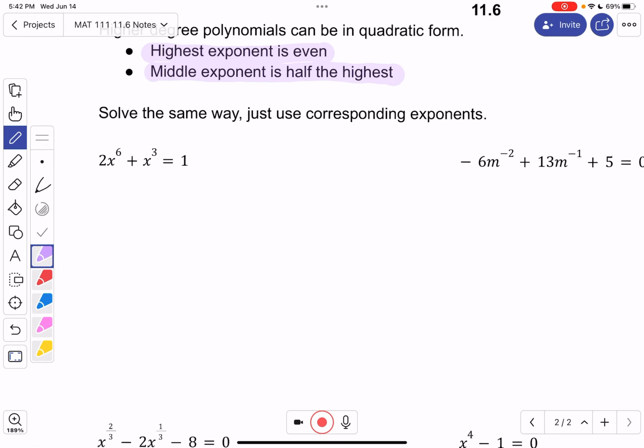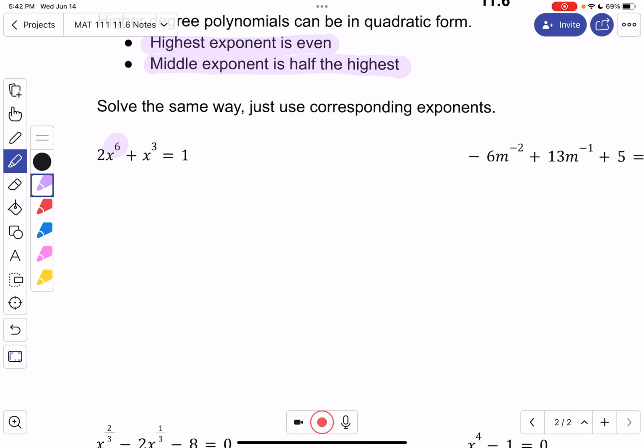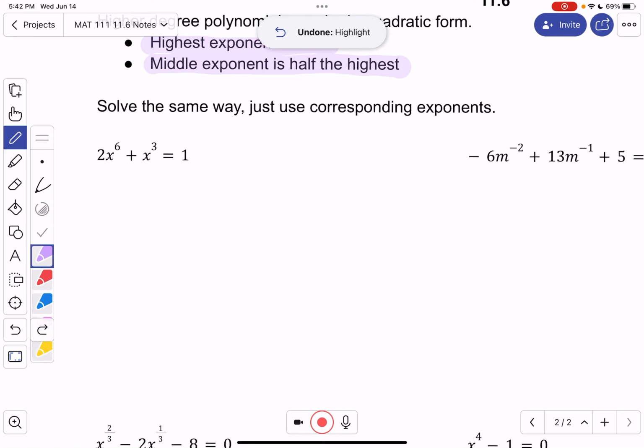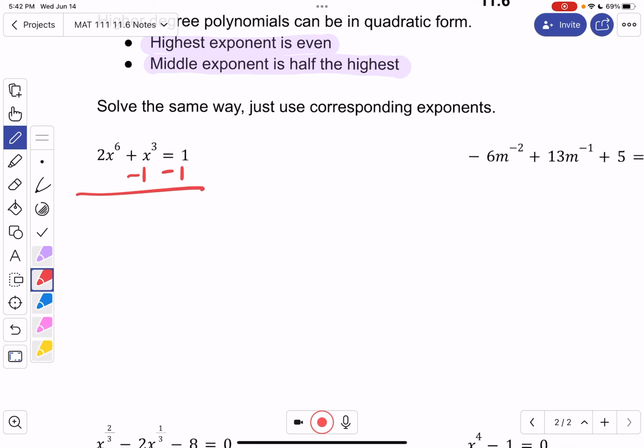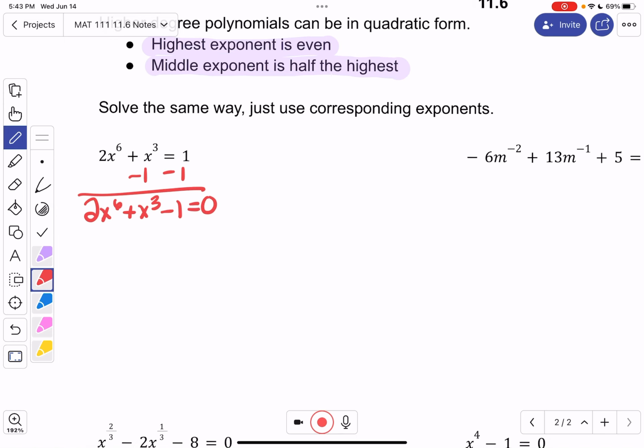So let's look here. This first one, our highest is a 6. That is even. The other exponent is a 3, which is half of 6, so we can do this. So I'm going to solve it. I'm going to subtract 1 from both sides. So we have 2x to the 6 plus x to the third minus 1. Now I can solve this. So I'm going to tic-tac-toe.